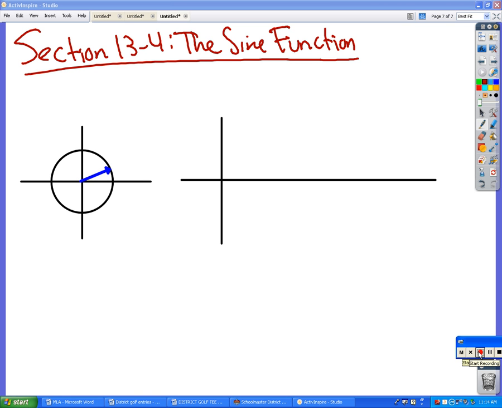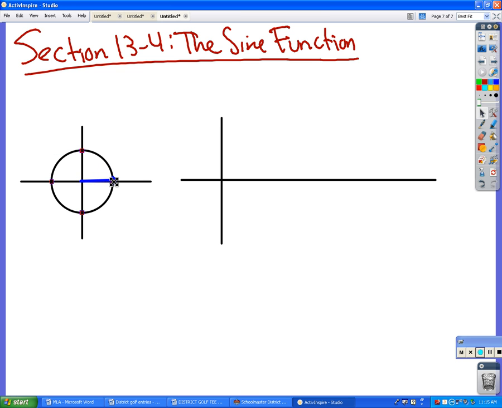Okay, so what we're going to do today is put together the couple ideas that we've been working on so far in this chapter. One of them is the whole radians and unit circle deal, and then the other thing that we talked a lot about was the sine and cosine. When we talked about sine and cosine, let's focus on the sine function in particular.